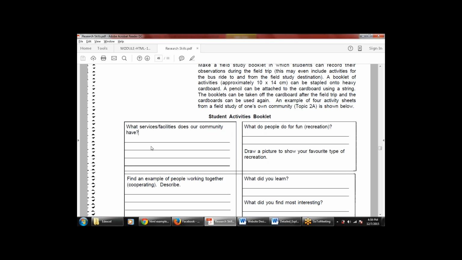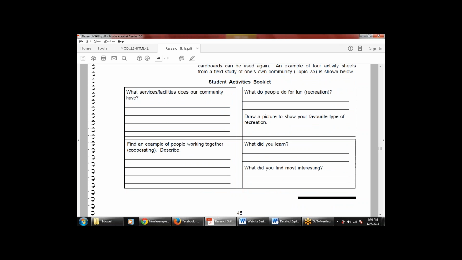Then, second question is, find an example of people working together, that is cooperating, and describe. So, this is the first question, that is, what are the various services and facilities that our community has? And find an example of people working together. So what is an example of people working together? That is cooperating. Now describe them.